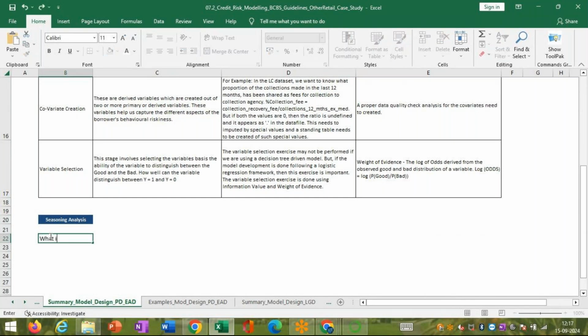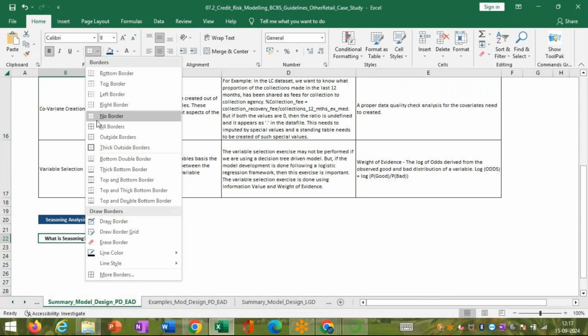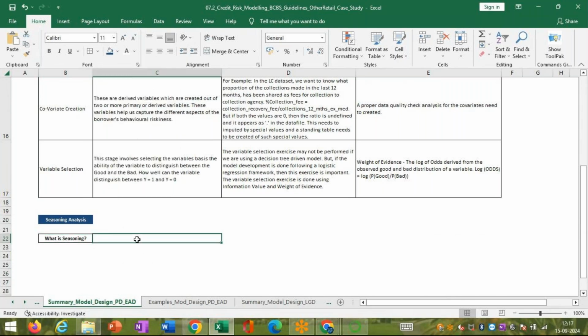So the question is what is seasoning? We have talked about seasoning analysis in a very generic way. We have not looked into it from a regulatory or documented perspective, so let me define this from the guidelines.